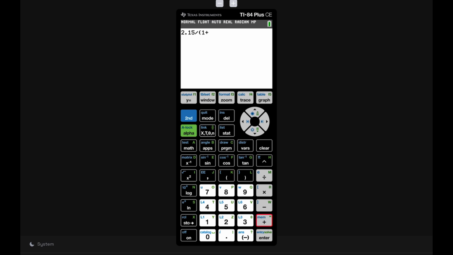Parentheses 1 plus 0.10, open another set of parentheses so you can do 3/4, which is 3 divided by 4, close it on the fraction, close it on the whole thing, hit enter, and all that junk equals 2.